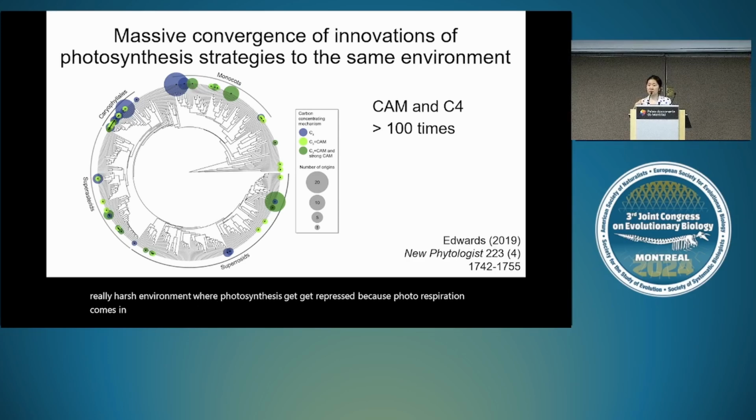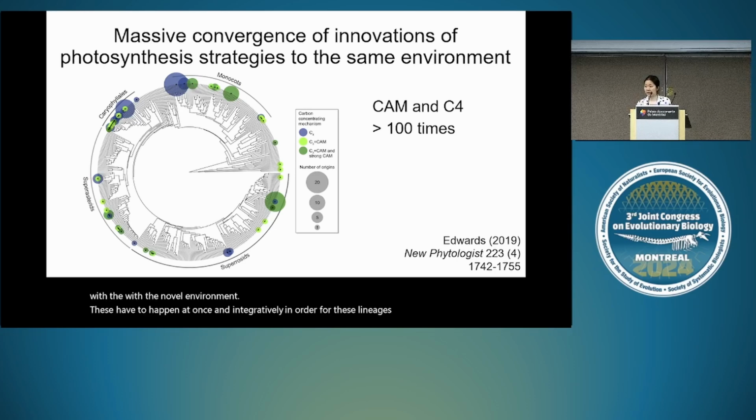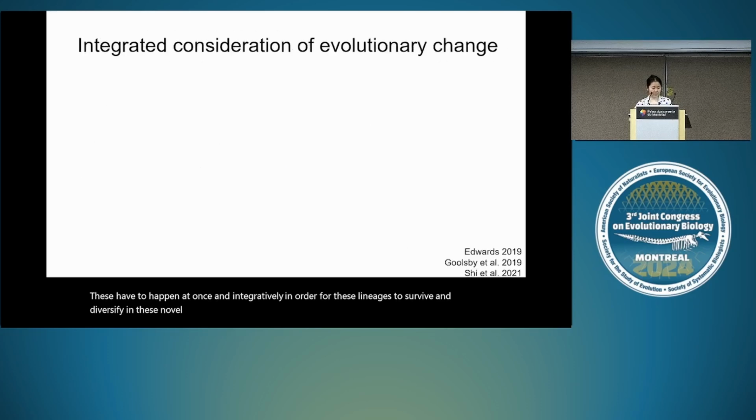And so you can see that these convergences happen at multiple levels, from the way that a plant looks to the biochemical and the cellular and genetic mechanism of dealing with the novel environment. And all of these have to happen at once and integratively in order for these lineages to survive and diversify in these novel environments.